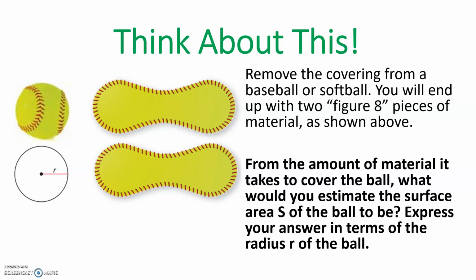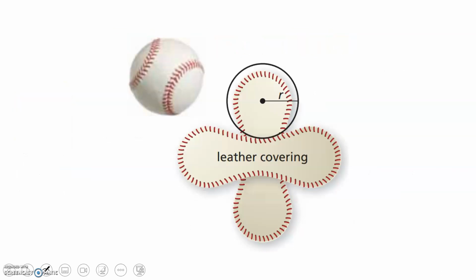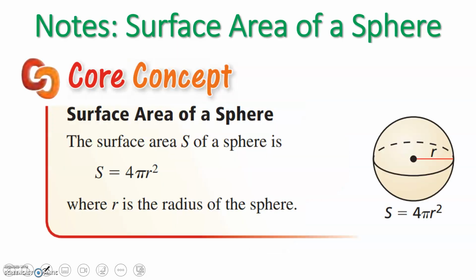Now, if you take a close look at this, you will notice that the leather covering essentially makes up 4 circles. The area of one circle is pi r squared. So the area of these 4 circles is actually 4 pi r squared. So the surface area of a sphere is 4 pi r squared, where r is the radius.